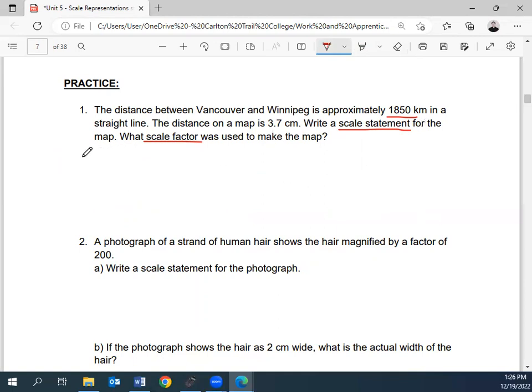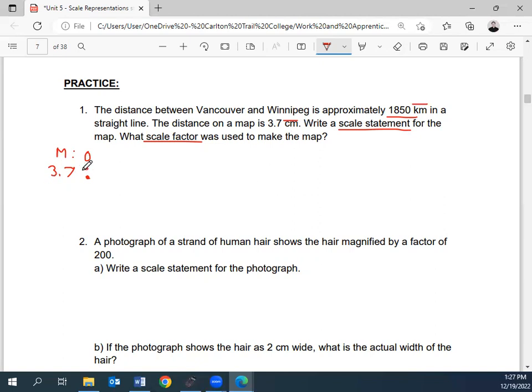And what do we do? We do model to original, don't we? So model to original. My model is the map scale. On my model, it's 3.7 centimeters, right? Now, what's the length on my original? 1850 kilometers, right? Now, there's a problem, though. My units are different. I need to get them to the same unit.